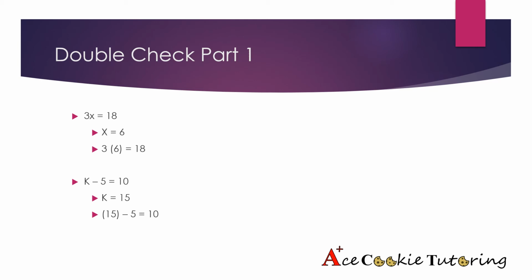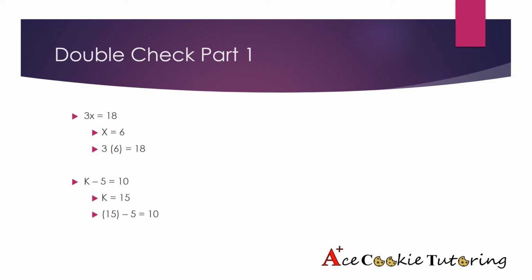Our first example problem was 3x equals 18, and we ended up with x equals 6. So to check my answer, all I have to do is plug in that number 6 whenever I see an x in my equation. So I'm going to do 3 times 6, and I'm going to see if that equals 18. If you need to, you can plug that into your calculator, and you'll get 18 equals 18. So if I get the same number on the left side as on the right side, then I know my answer is correct.